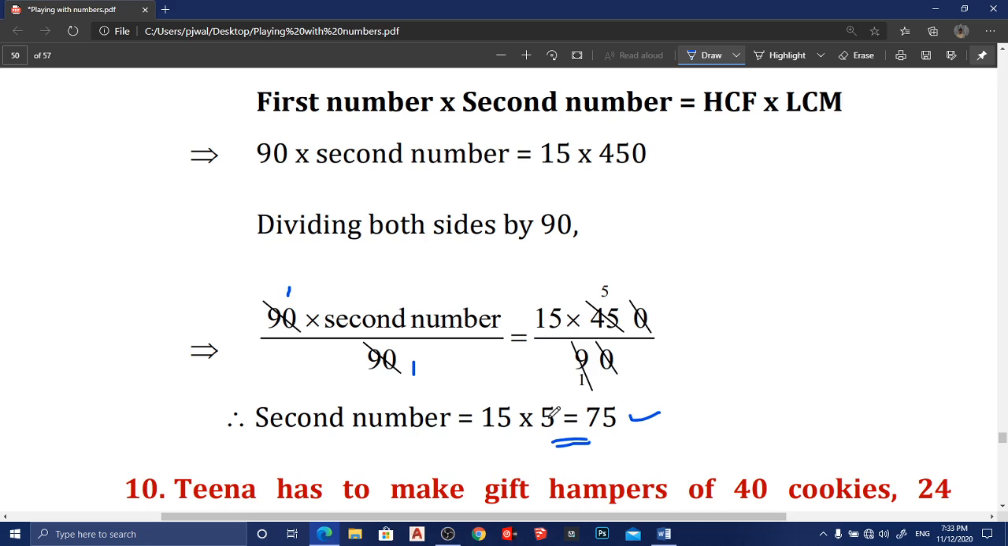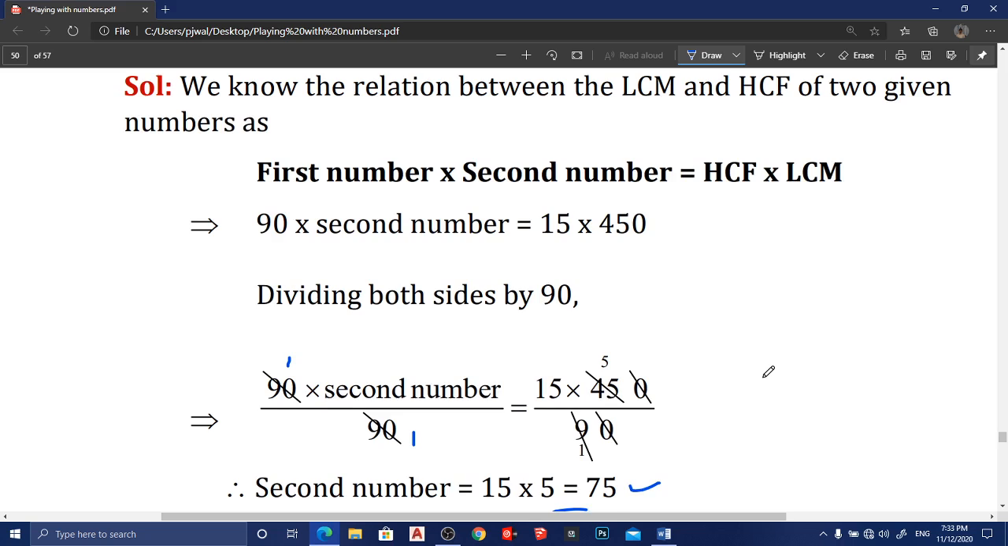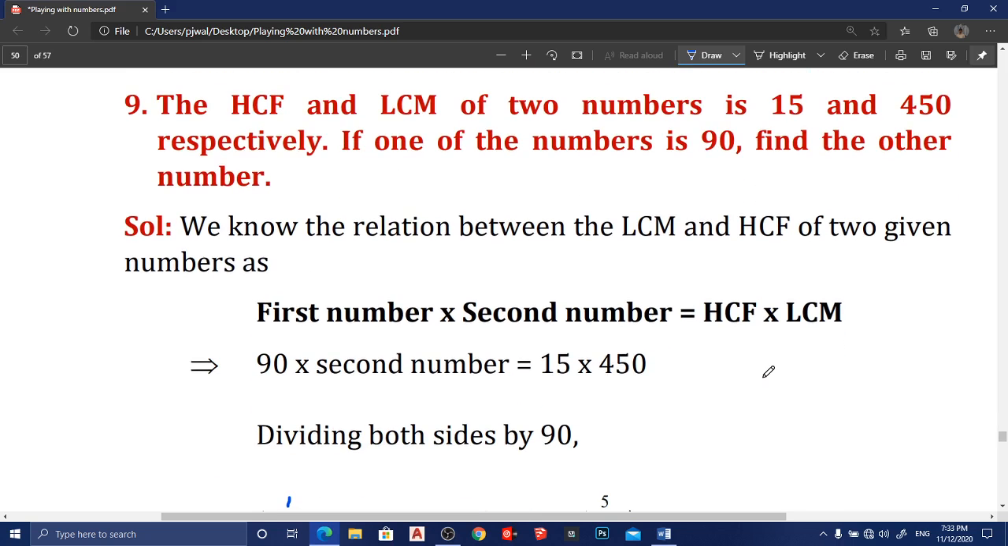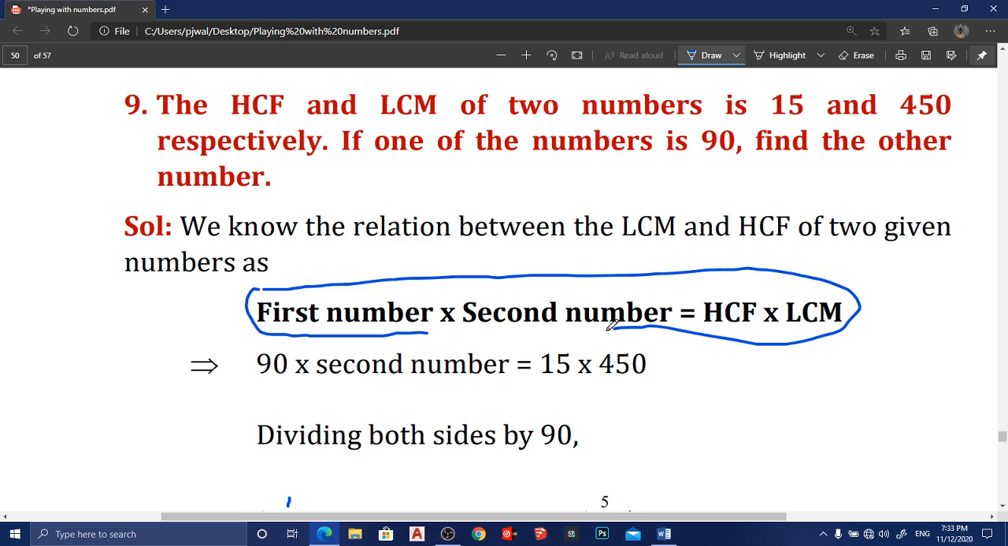Like this you can find out any one of these four numbers. If three numbers are given, you can find out the fourth value. So this you already know from the 5th class. This is a formula also. You have to remember this one: first number into second number is equal to HCF into LCM.